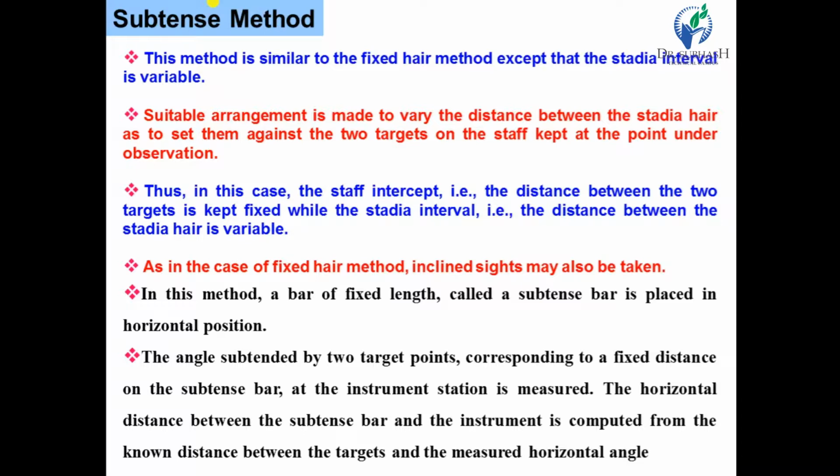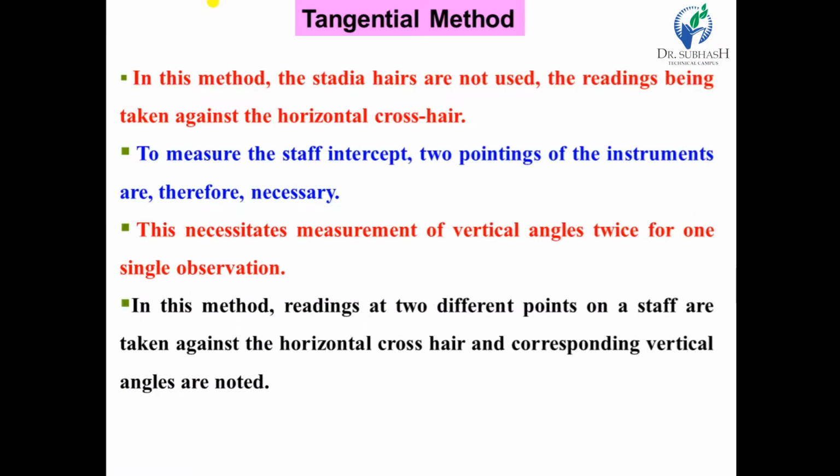In this method, a bar of fixed length called a subtense bar is placed in a horizontal position. The angle subtended at the instrument by the two target points corresponding to the fixed distance on the subtense bar is measured. The horizontal distance between the subtense bar and the instrument is computed from the known distance between the targets and the measured horizontal angle. Now we are moving to the tangential method.